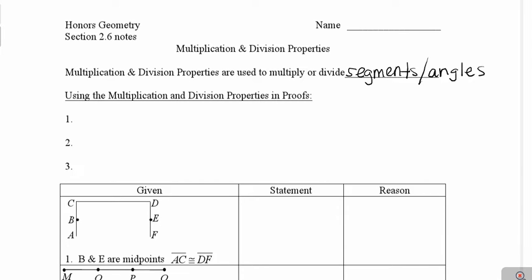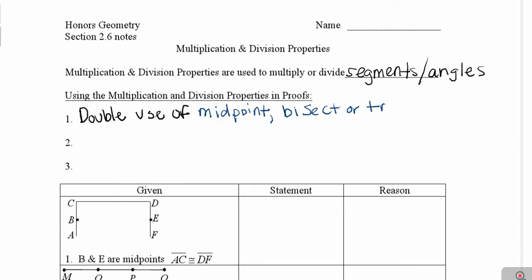So here are a few hints as to when it is appropriate to use the multiplication and division properties in two-column proofs. Anytime you see the double use of the words midpoint, bisect, or trisect, that automatically means you should be thinking it is going to be a multiplication or division property to reach the final conclusion, because those words midpoint, bisect, and trisect mean to divide into two or to divide into three even segments or angles.